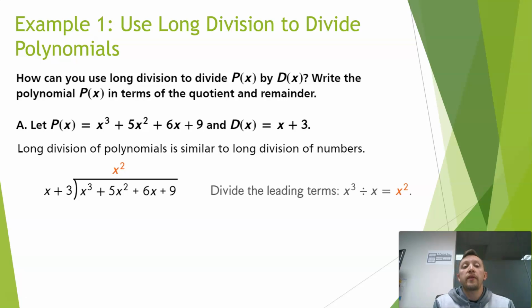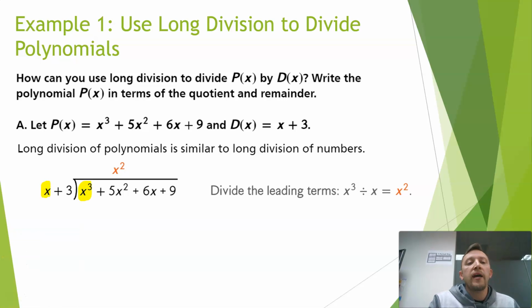We're going to set it up with that bar. We're going to put x plus 3 on the outside, just like when I had 229 divided by 17. We had 17 on the outside and 229 on the inside. So we put what we're dividing by on the outside. Then we look at x cubed plus 5x squared, and don't worry so much about anything else other than the x cubed. What you want to do is ask, what would I multiply that x from out front by? Here, let me get my highlighter.